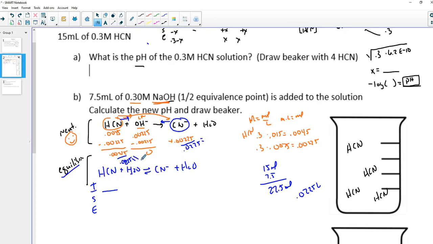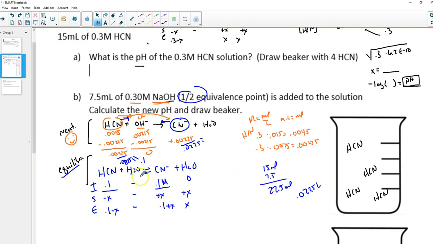All right. So I'm going to take the 0.00225 divided by 0.0225, and I get 0.1. This guy here also will be 0.1. They are the same. Notice that at the half equivalence point, these two guys equal the same thing. All right, so now we run a typical ICE table. It runs the same as always. You'll see: initial 0, change minus x, plus x, and plus x. 0.1 minus x, and 0.1 plus x, and x.